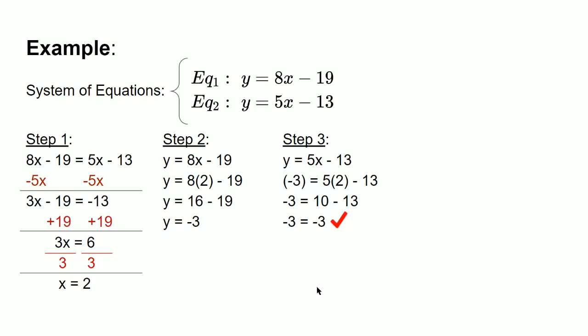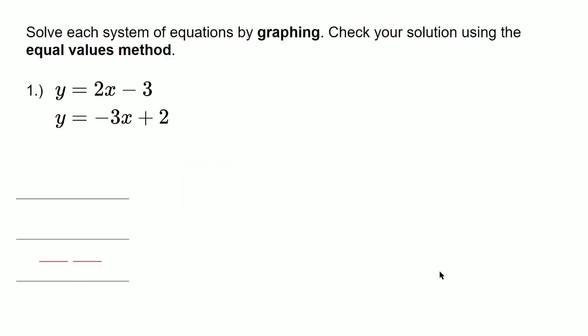So we have found our answer. The solution to this system is 2, negative 3. If I were to graph these lines, that's where they would intersect. Let's move on to our next one.